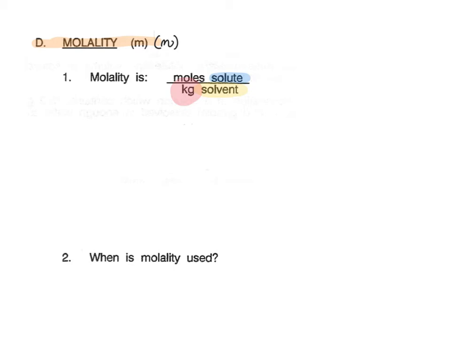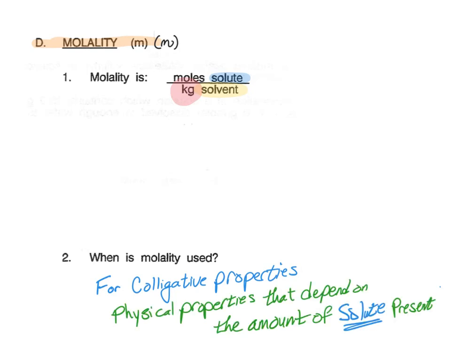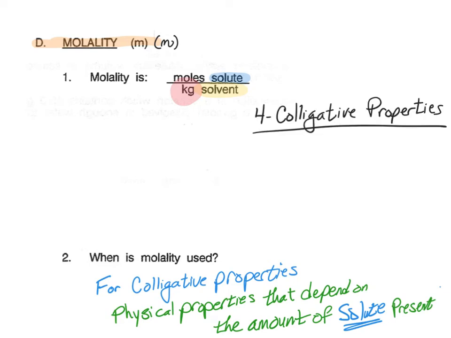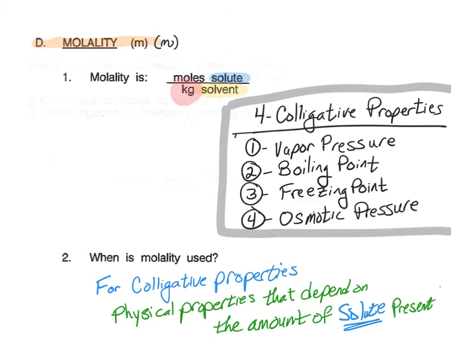And when is molality used? Molality is used for something called the colligative properties. The colligative properties are physical properties that change depending upon the amount of solute present in the solvent. So the more particles there are, the bigger the effect it has. We'll be talking later about those colligative properties, and I'll tell you what they are. But for a moment, you just need to know there are 4 colligative properties that we focus on in this class. And they are vapor pressure, boiling point, freezing point, and osmotic pressure.